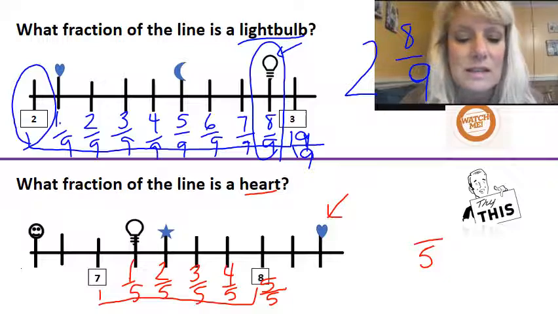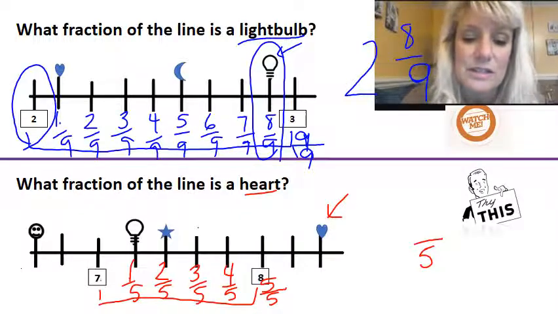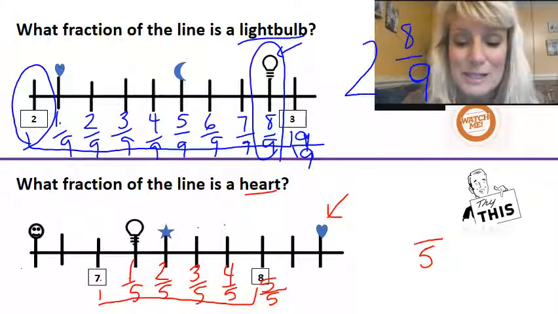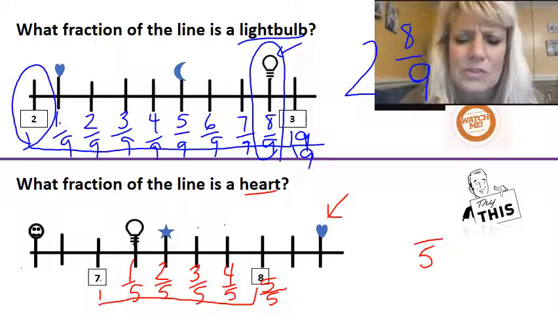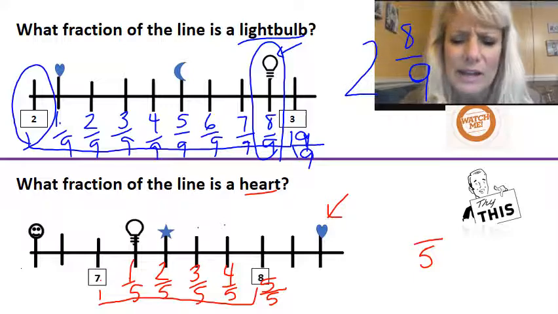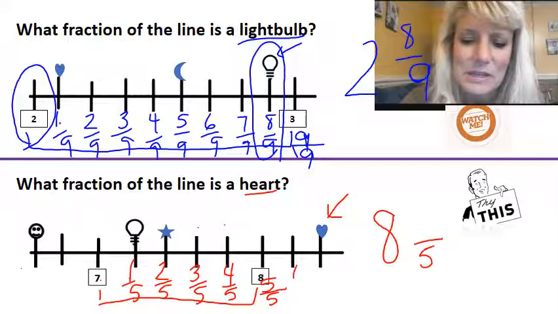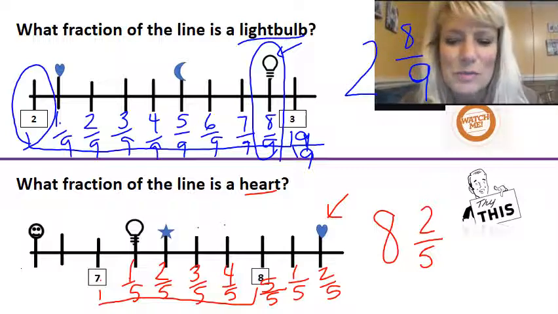Now what this means is the light bulb is 7 1/5. The star is 7 2/5. All right, this is 7 3/5. This is 7 4/5. 7 5/5. And then when I get to that 5/5, that creates another whole, so that's 8. So I just simply repeat the pattern now. So this would make this 8, and this becomes 1/5, and this becomes 2/5. So I have 8 2/5 to be my heart.